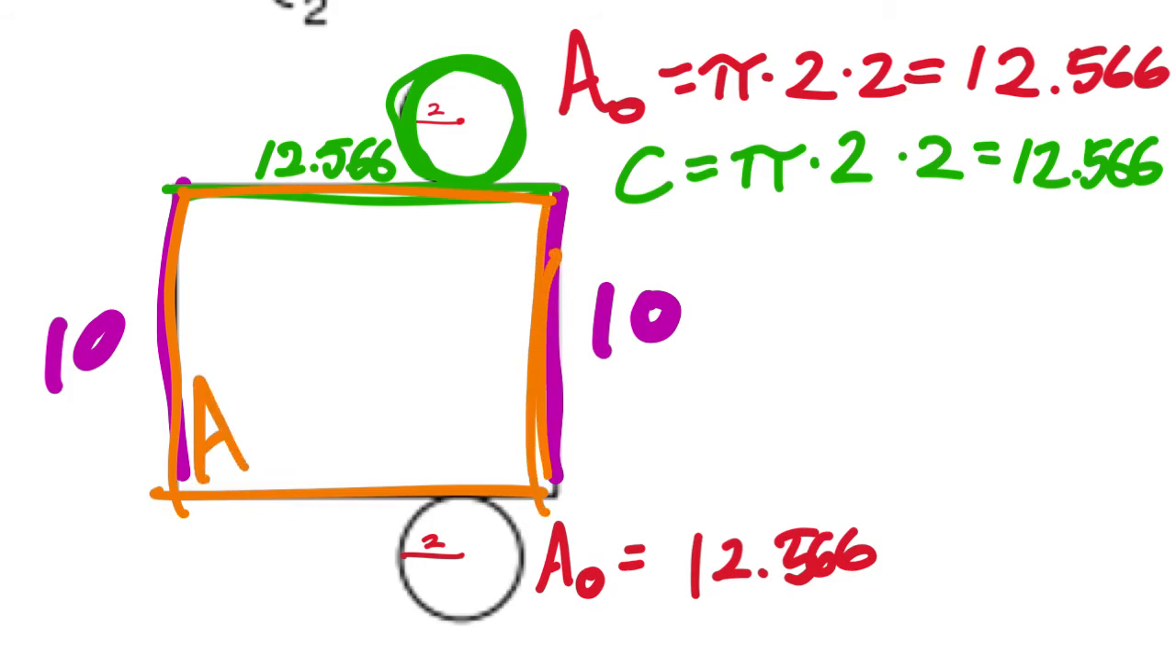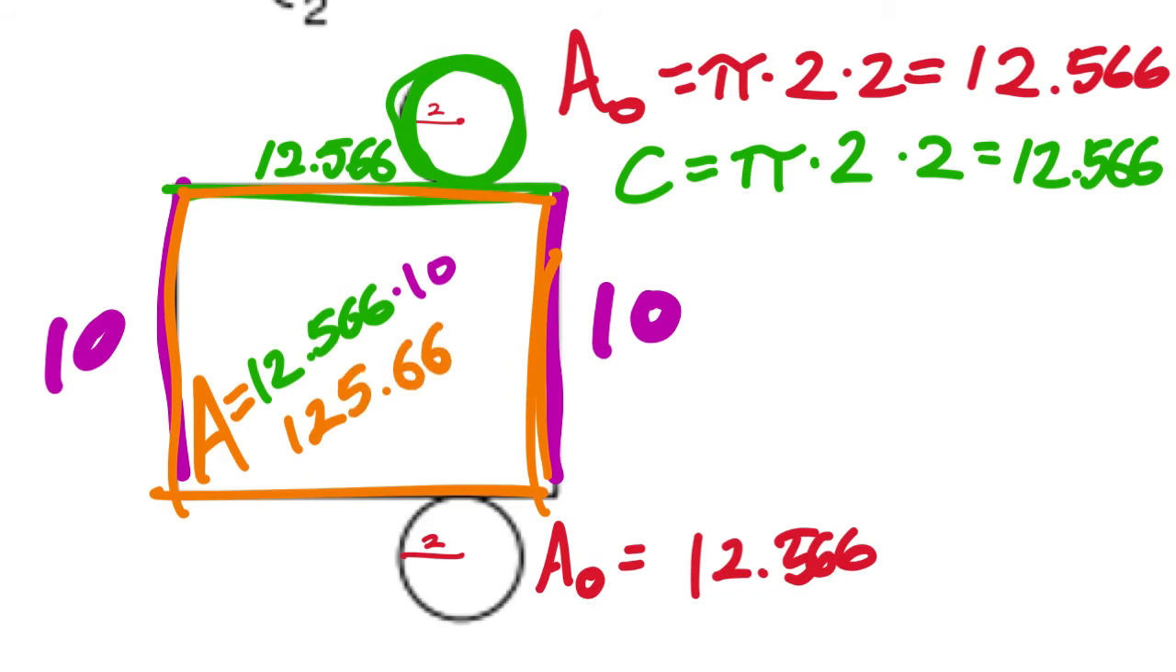So if I wanted the area of the full lateral area, the area of this rectangle is the 12.566 multiplied by the 10, which is 125.66. And again, that's in square units. So that's our lateral area right there. In fact, I can put LA right there, lateral area.